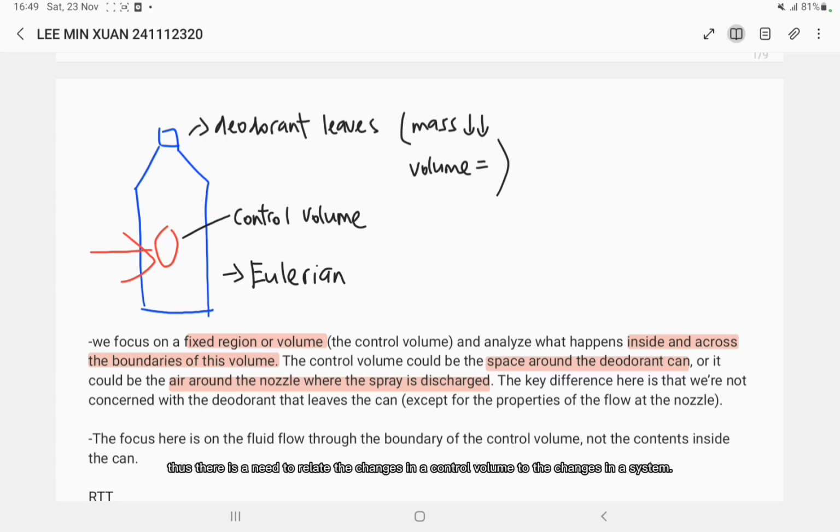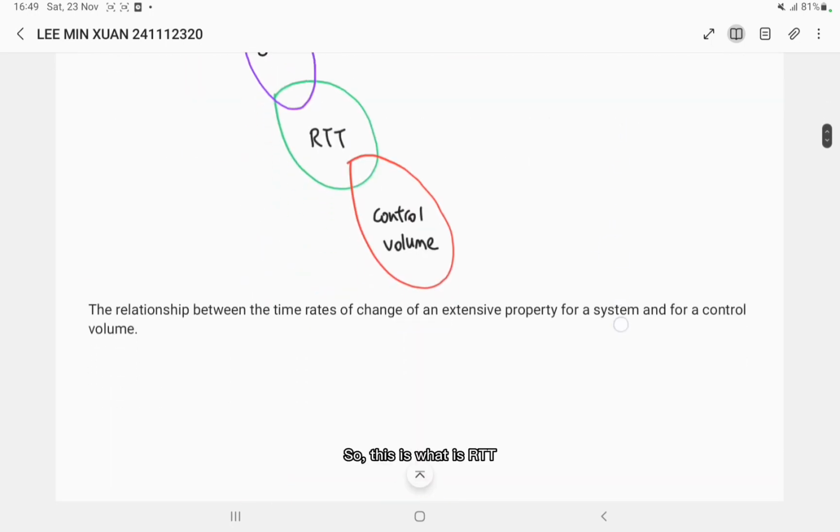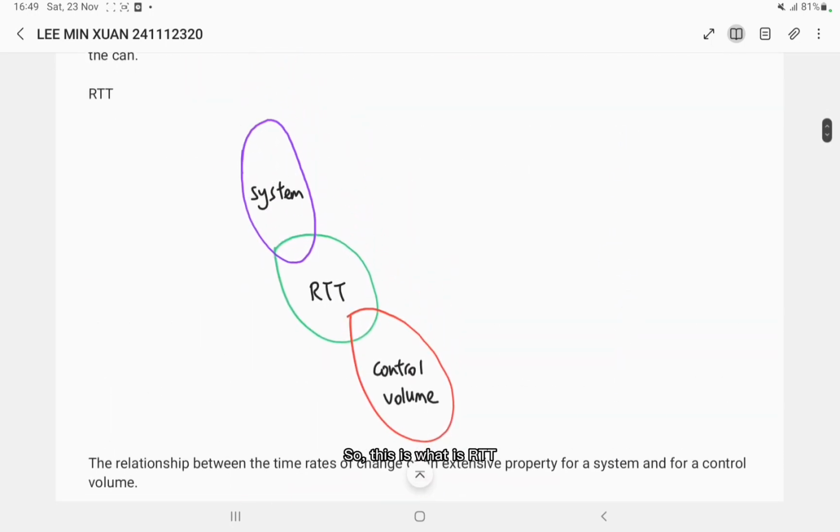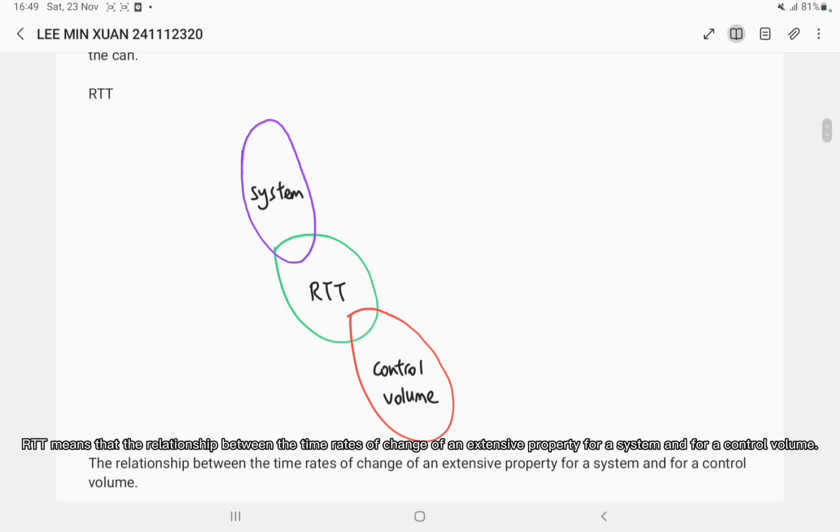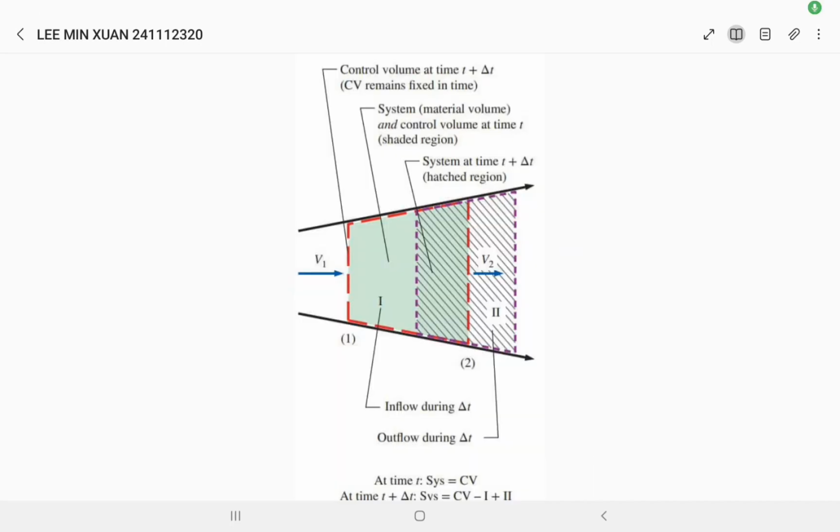In fluid mechanics, it is usually more convenient to work with control volumes. So, we need to relate the change in the control volume to the change in the system. So, this is what RTT is. RTT gives the relation between the time rate of change of an extensive property for a system and for a control volume. Okay, now we look at this figure.